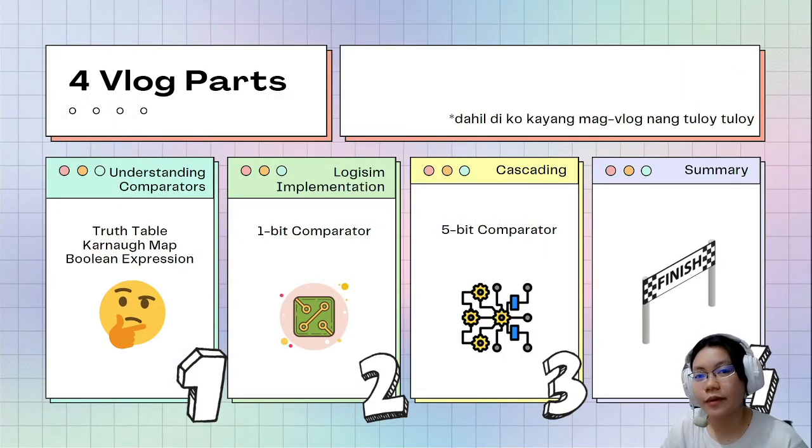For the first part, we will try to understand the behavior of comparators first, and then we will look at its truth table. From the truth table, we will construct our Kmap. And from that Kmap, we will derive the simplest Boolean expression that we can get. And then we will proceed to part 2, which is our Logisim implementation of a 1-bit comparator in preparation for part 3, which is a 5-bit comparator implementation. And we will do that by cascading. So for part 4, we will just be summarizing everything that we have learned.